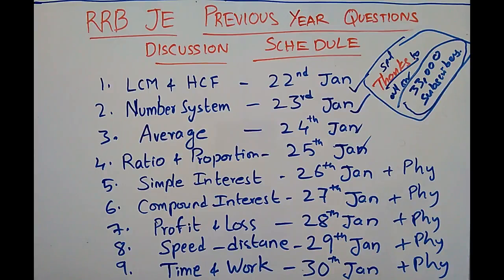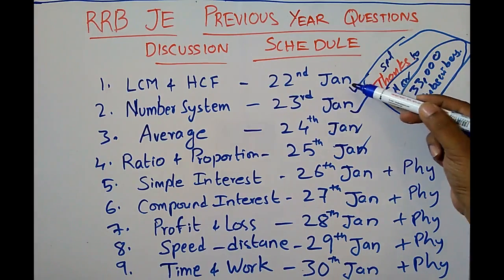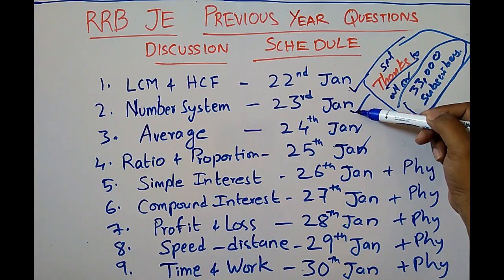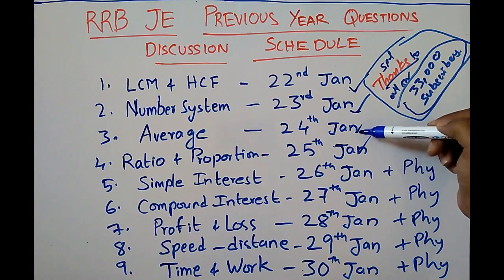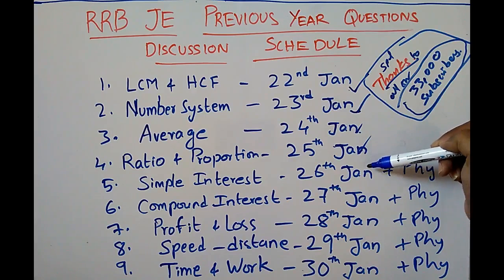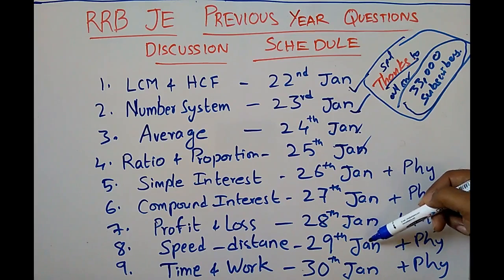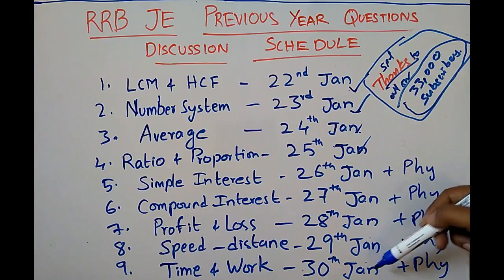This is Bharat. We have already started a series on previous year RRB JE questions, and this is the schedule, and we are uploading previous year questions on each topic every day. Here we have already uploaded LCM, HCF, and today we are going to upload number systems, average, ratios and proportions, simple interest, compound interest, profit and loss, speed and distance, time and work.